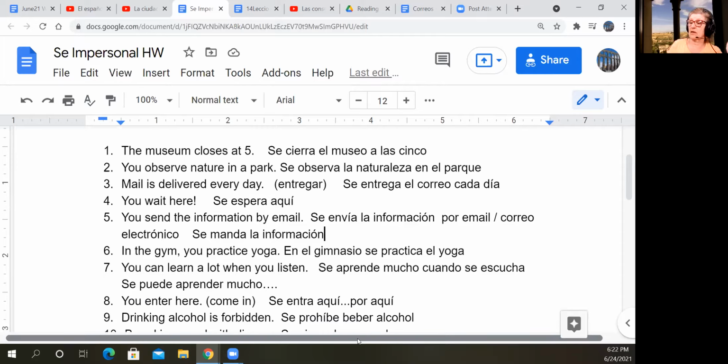Bueno, en el gimnasio se practica el yoga, and you can swing the el gimnasio to the back. Doesn't matter where you put that el in el gimnasio phrase. Miguel, ¿tienes pregunta?